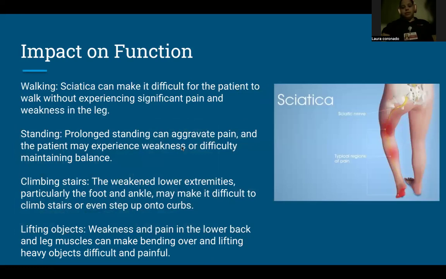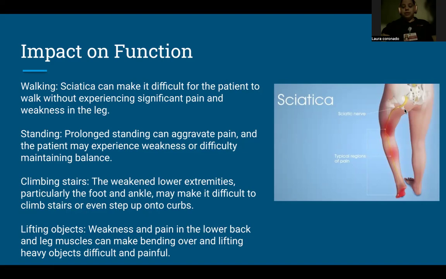So, impact on function. We use our lower extremities for anything, not just walking and standing or running. It's also when we sit and when we lay down. If our sciatic nerve is aggravated, we cannot do any of these actions for too long. So walking is made difficult because, again, there's pain and weakness in the leg.